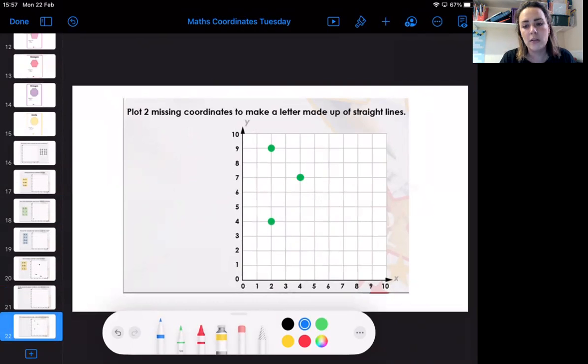So going through working with the coordinates, remembering along the corridor and up the stairs like we did yesterday, and trying to remember those shape names in the shape language that I recapped at the start of this lesson.